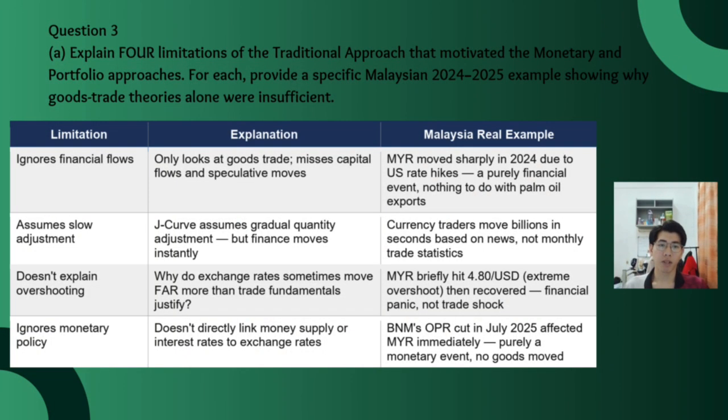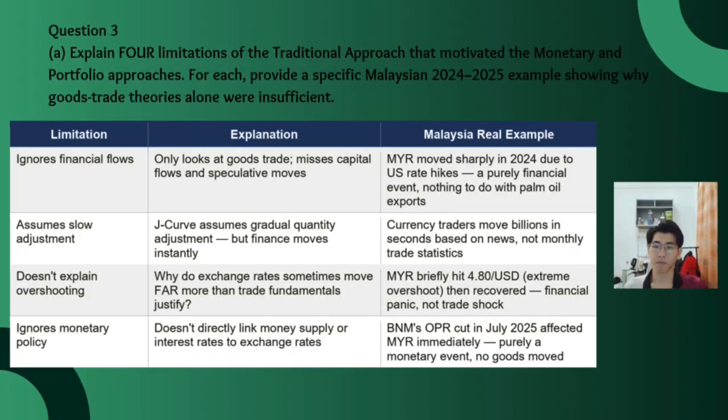Malaysia ringgit moved sharply in 2024 due to US rate hike. A purely financial event, nothing to do with palm oil export. Assumes slow adjustment. J-curve assumes gradual quantity adjustment, but finance moves instantly. Currency traders move billions in seconds based on news, not monthly trade statistics.